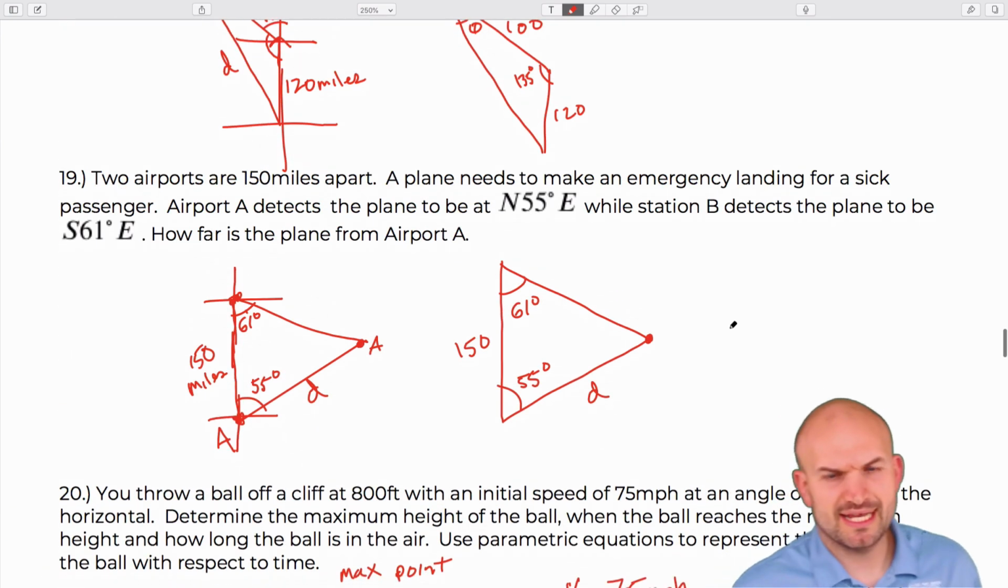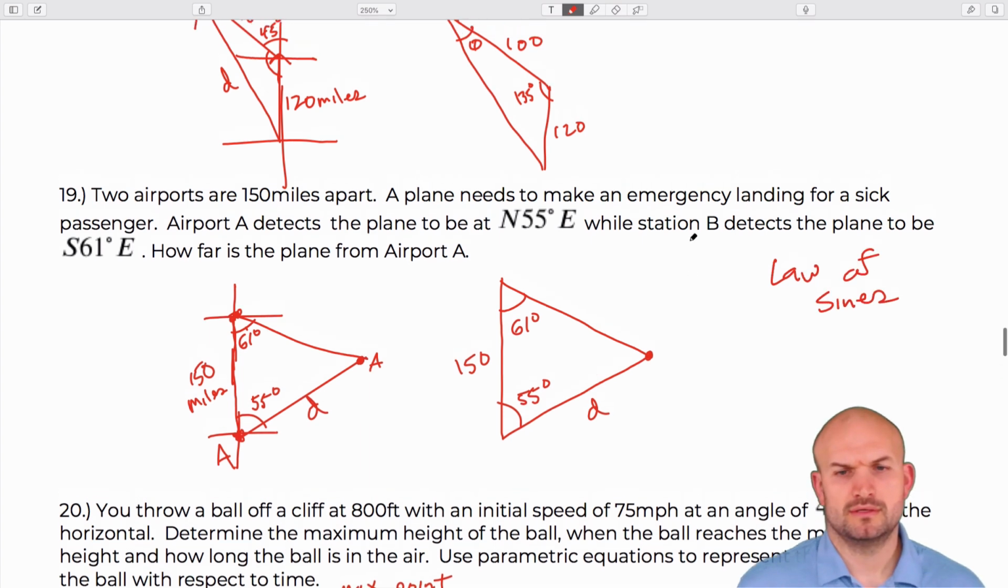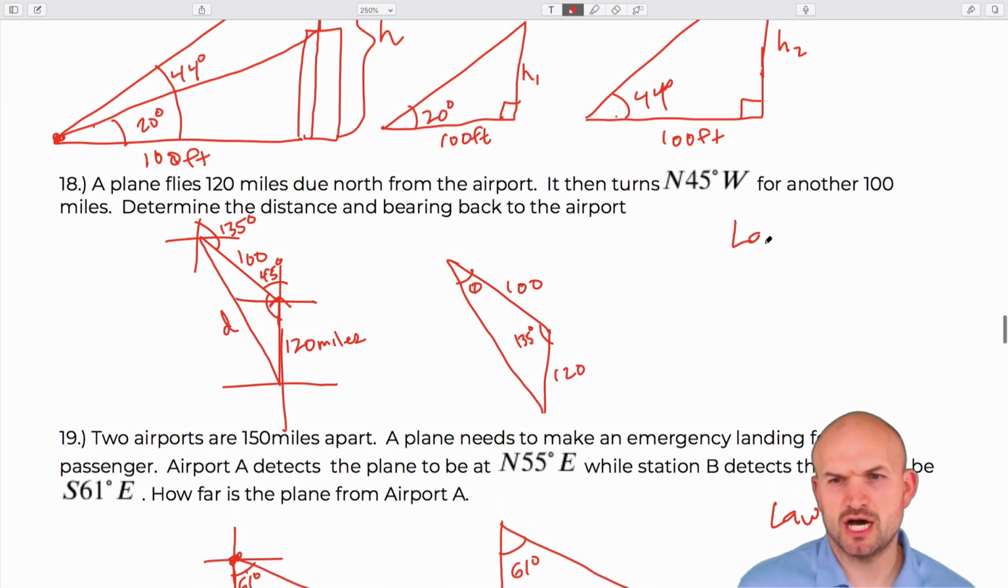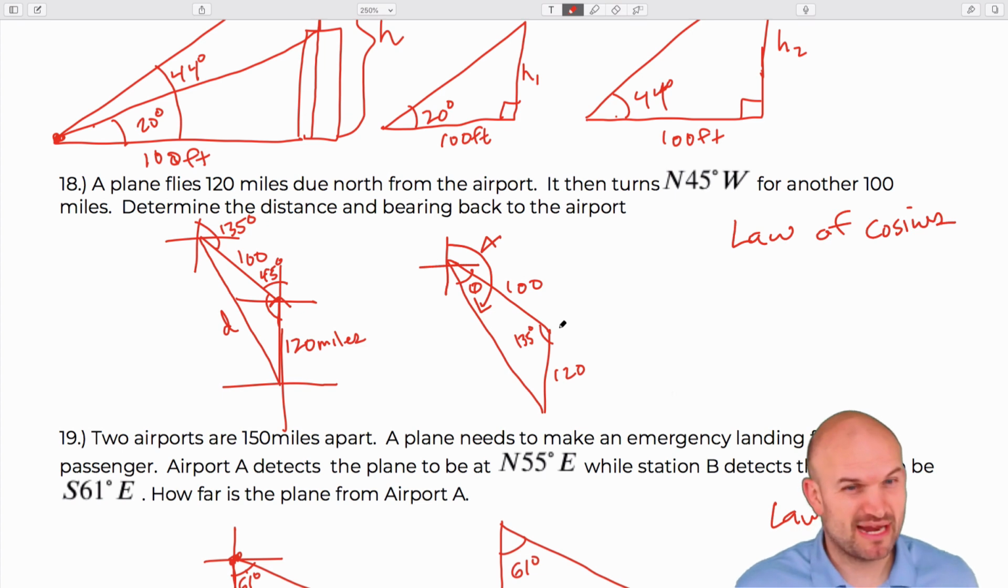The next one, we're looking for D, how far it is apart from airport A. In this case, we can use the law of sines because we have two angles. This next one, we're going to be taking two different paths. We're going to want to use the law of cosines. Now we need to figure out basically this angle here. So we're going to need to find alpha, which is going to be the bearing, as well as D, which is going to be the distance.